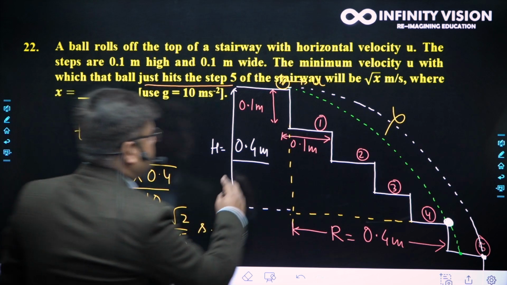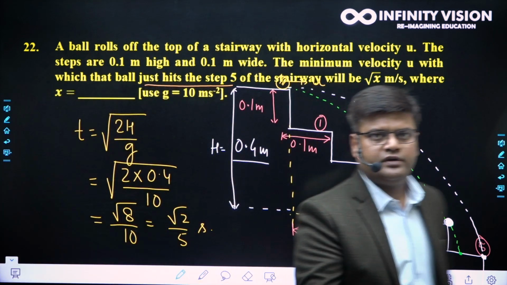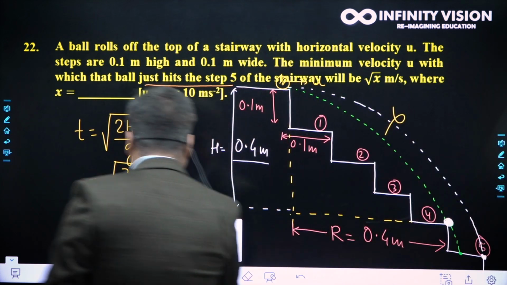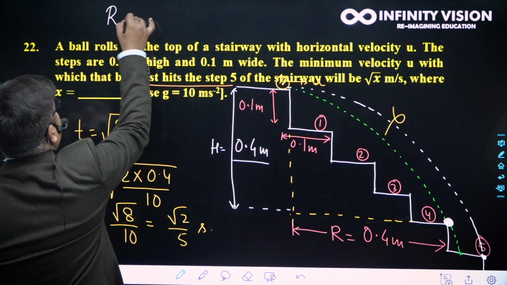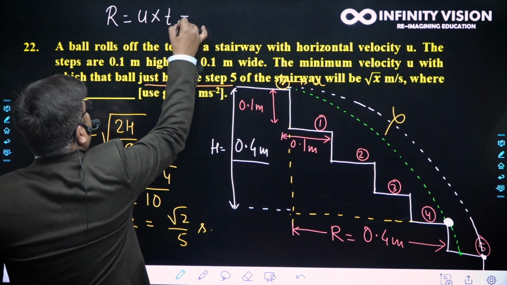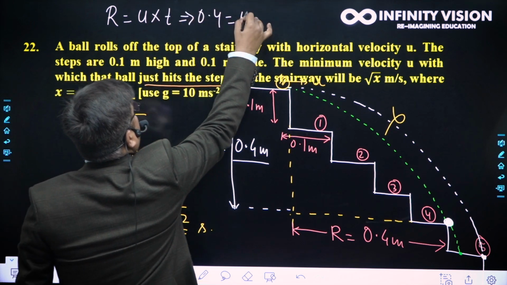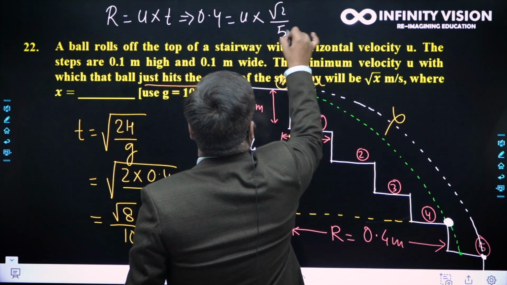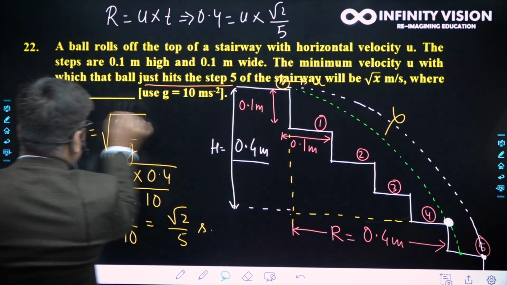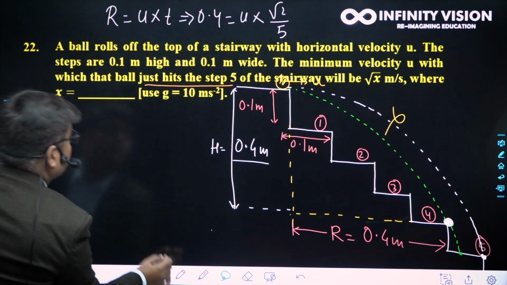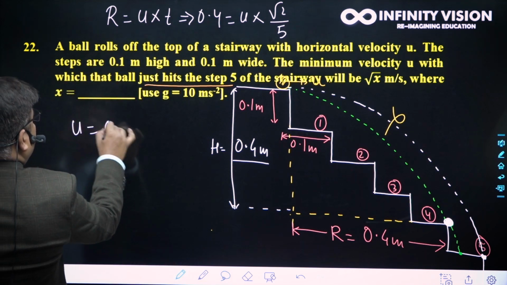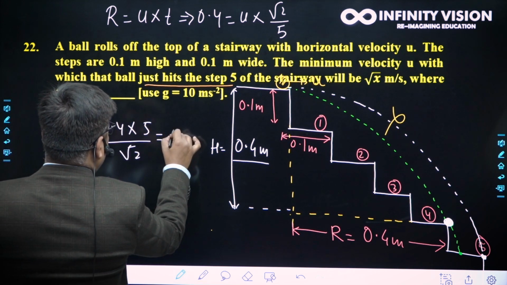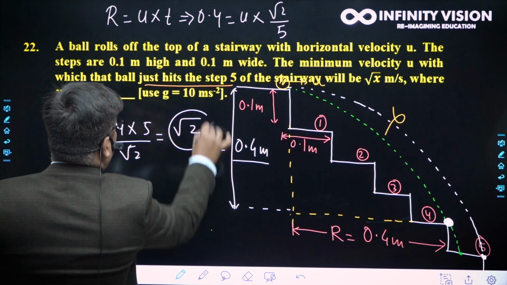Now, since the ball has only horizontal components which will not change during its motion, as is the case of projectile motion, the range r will be speed into time. So this is 0.4 and u into time, root 2 by 5. If we do a little bit of simplification, what we will get is u equal to 0.4 into 5 by root 2. This will be equal to 2 by root 2, which is root 2.